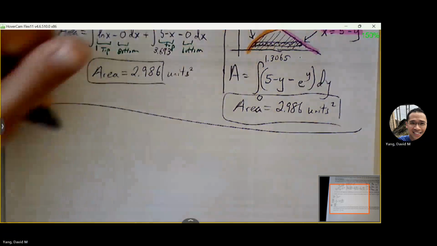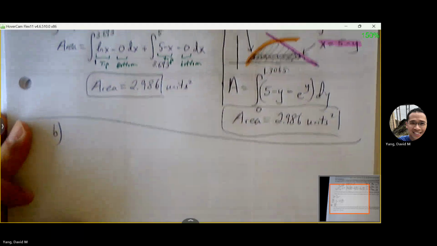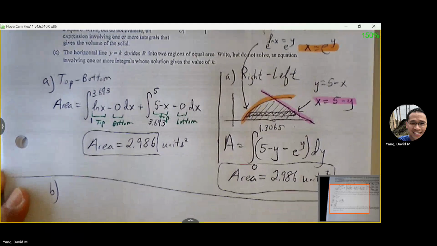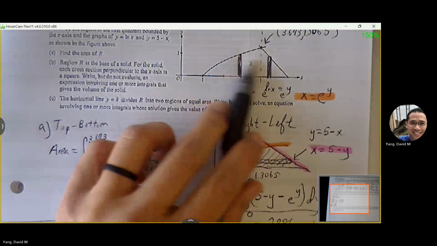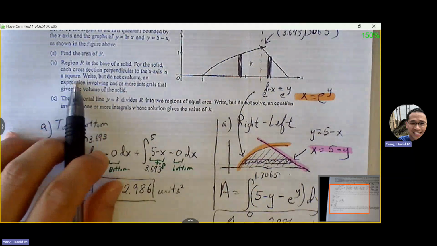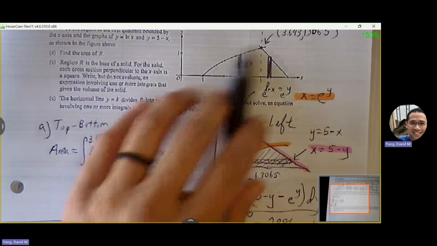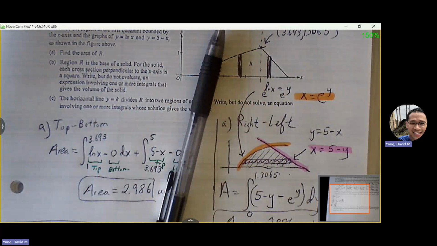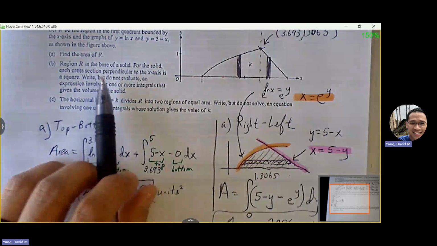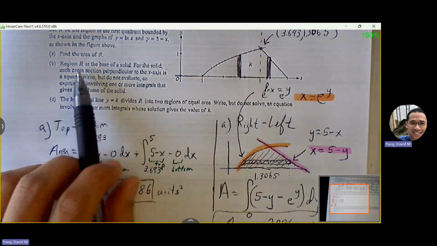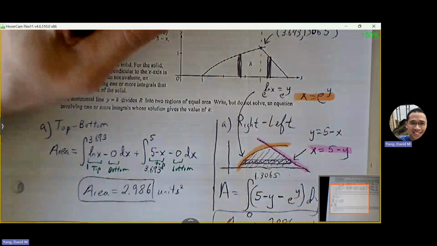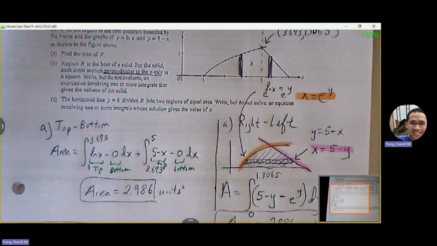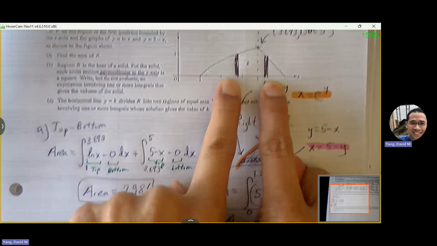Part B. Region R is the base of a solid, and we're building squares on top of the solid. So imagine this as lying on a flat surface, and we're going to be building squares that come out of it. But we also have to make sure that we're in the proper orientation. We want perpendicular to the x-axis. So which direction is that? Vertical, yeah. So basically, we can reuse this diagram here.